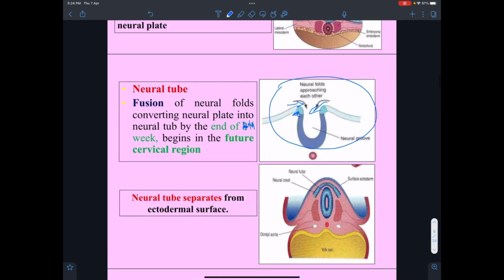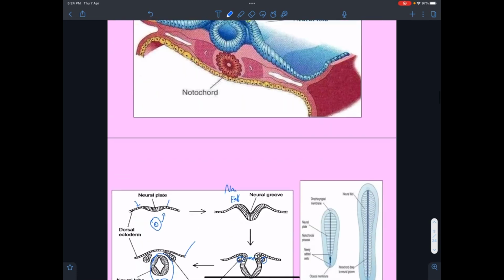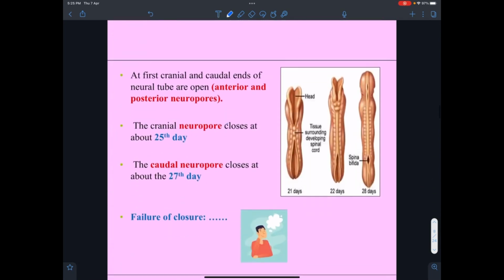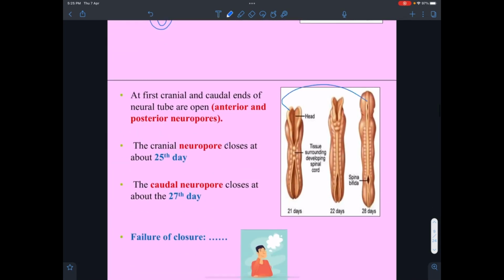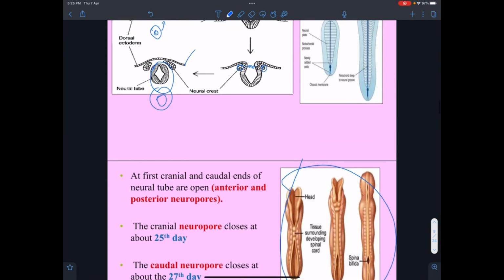All right, so we got the neural tube out of the way. We formed the neural tube. Now, here's what I want you to imagine. You see this picture right here? This is the neural tube.